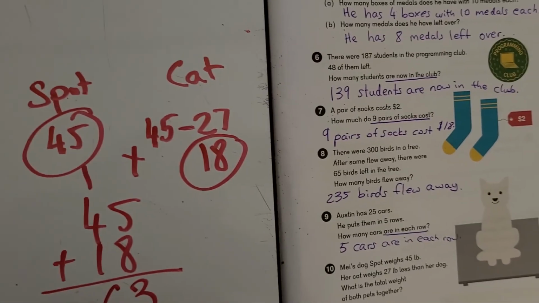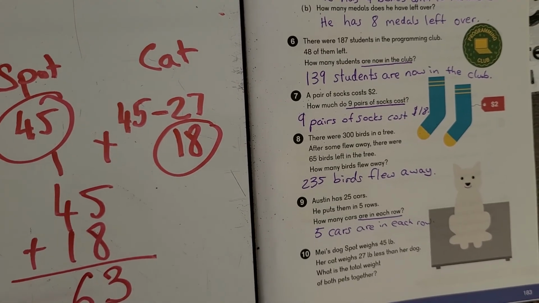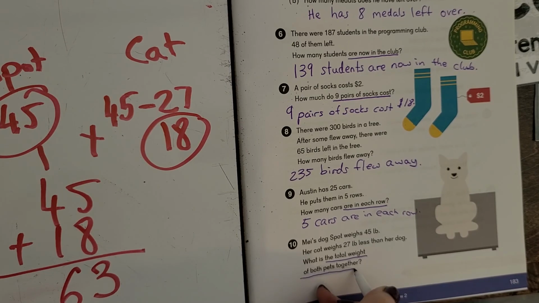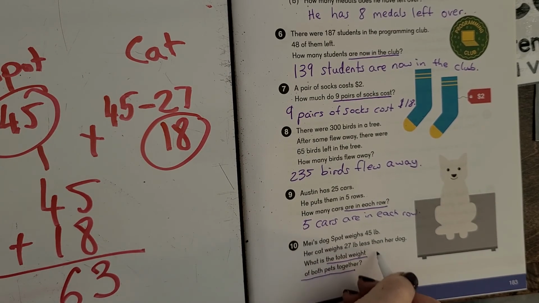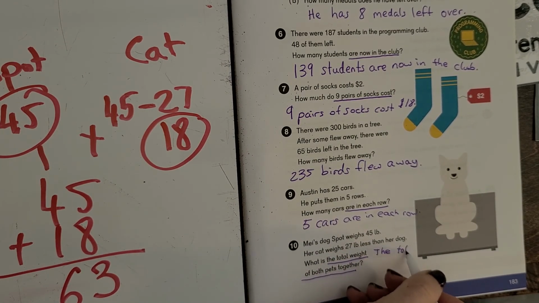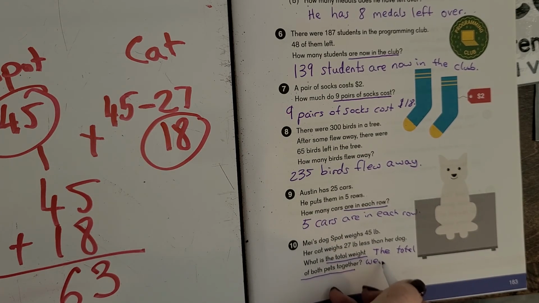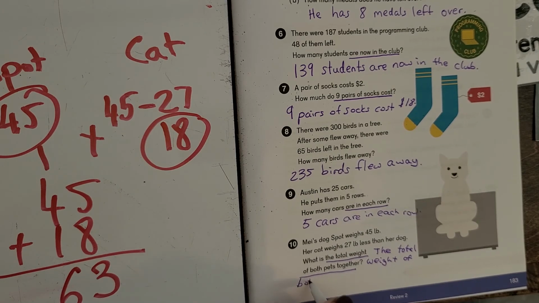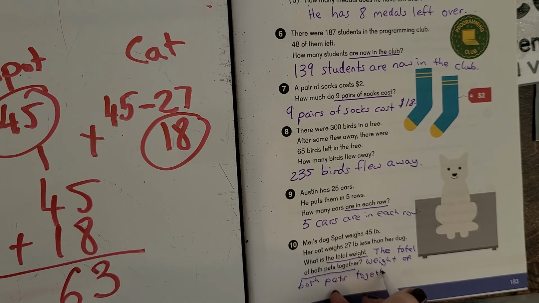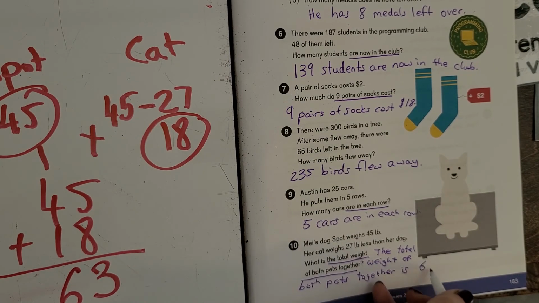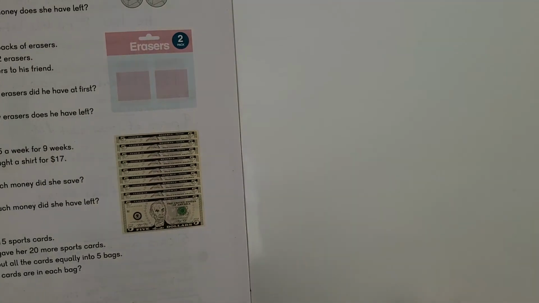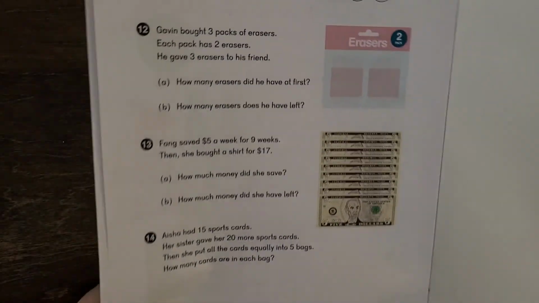Let's bring this down just a little bit so we can write our statement. The total weight of both pets together is 63 pounds. And let's turn to the last page of our textbook.